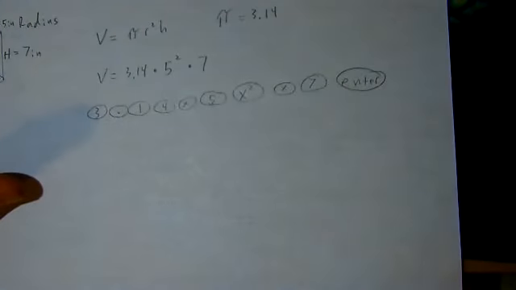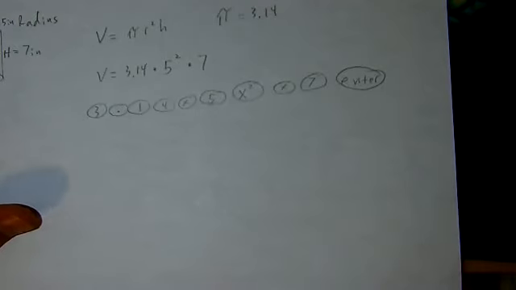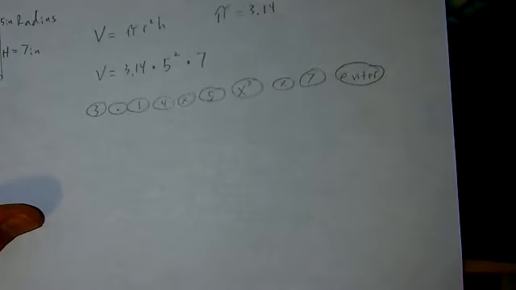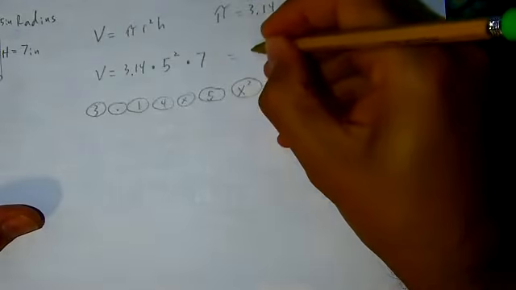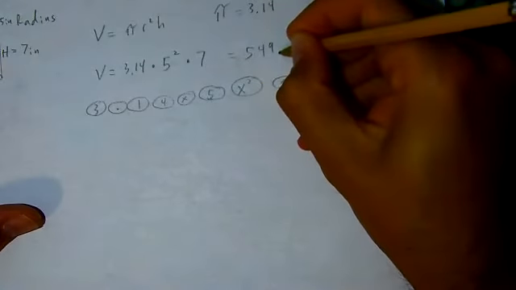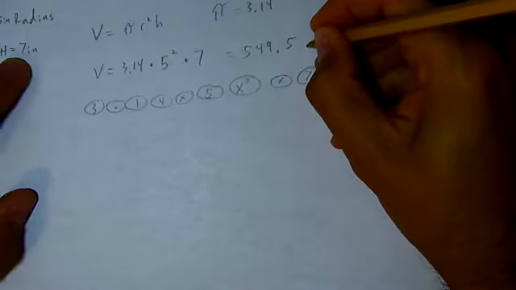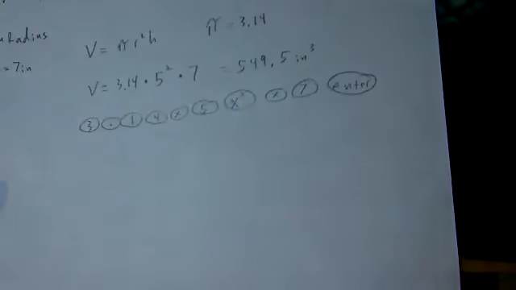I forgot to solve that, so give me a second. 3.14 times 25 times 7 is 549.5. Now also remember, volume is measured in cubic units. So this was in inches over here. So our answer is going to be inches cubed.